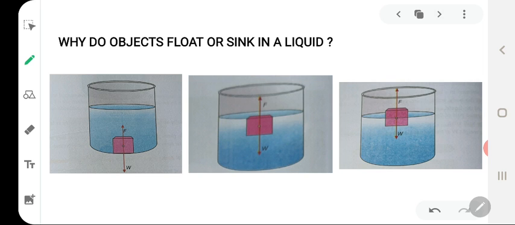This actually can be explained easily by giving an answer to this question: why do objects float or sink in a liquid?